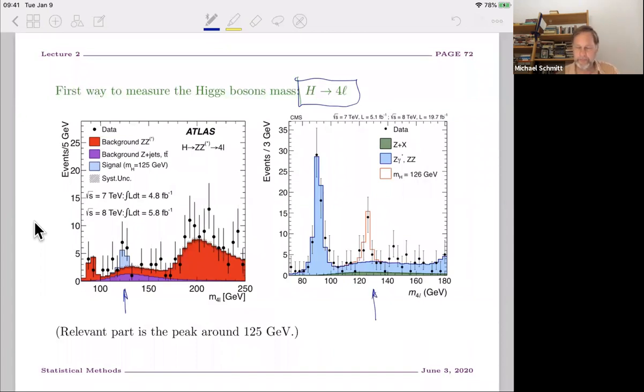Because I'm on the CMS collaboration, I think our signal's nicer than theirs. But if anybody out there's on Atlas, I apologize. I don't mean to disrespect Atlas.